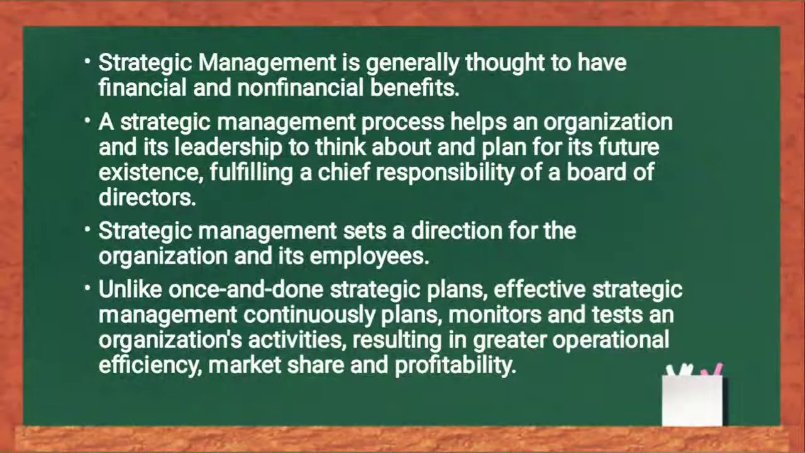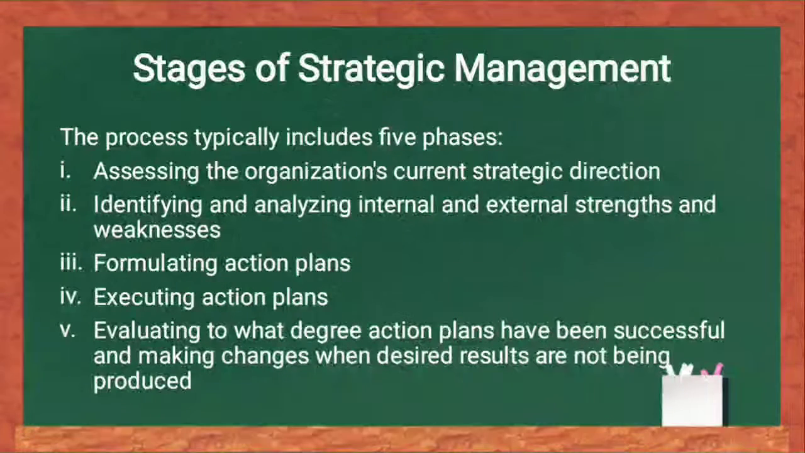Now let's understand the different phases of strategic management one by one. The typical process of strategic management includes 5 phases. These are as follows. The first phase is assessing the organization's current strategic direction or current strategic position. The second phase is to identify and analyze the internal and external strengths and weaknesses. To understand the second point in detail, I have separately created videos on SWOT and PEST analysis. Do check out those videos in the strategic management playlist.